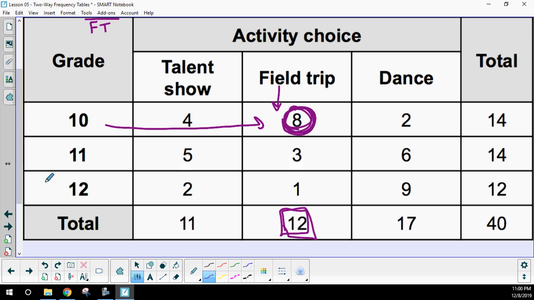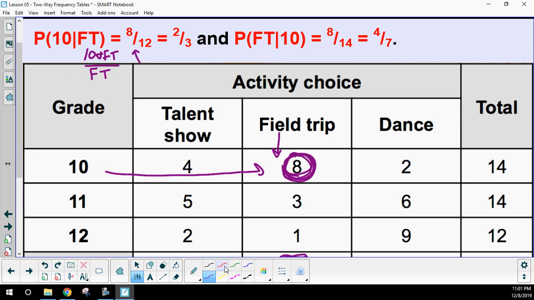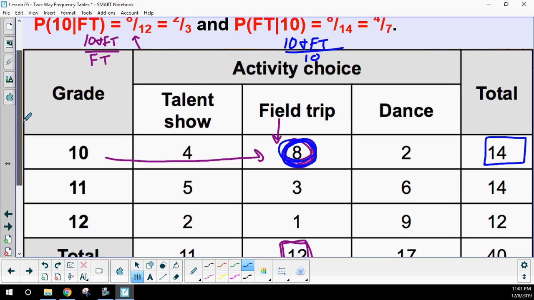Okay. I'm going to use blue for the other idea. So if we did field trip given 10th, it's going to be the same thing: 10th and field trip over, this time, the total of 10th graders. So same intersection here, 8, but this time the total is 14 out of 10th grade, given that they're 10th grade. So we get 8 over 14. And again, reduces to 4/7, just like the other one was 2/3. That's where that conditional statement idea comes. In fact, you see more of it in the two-way frequency table problems.